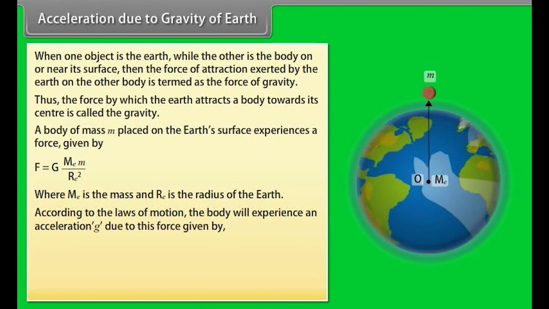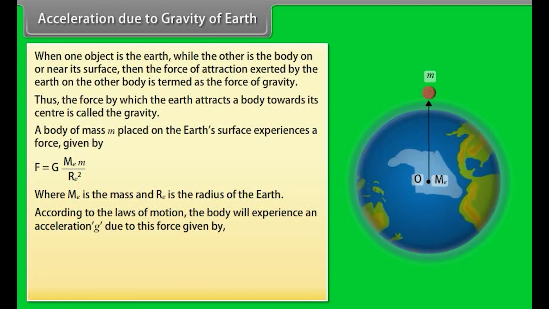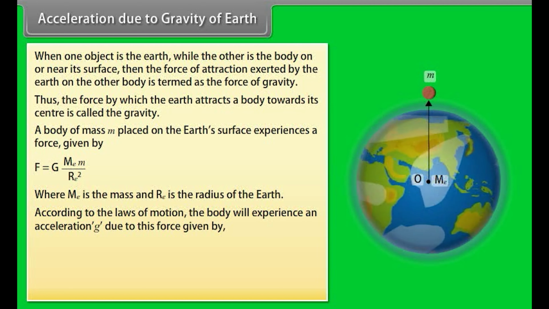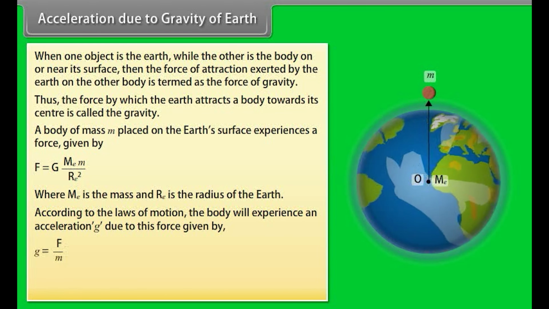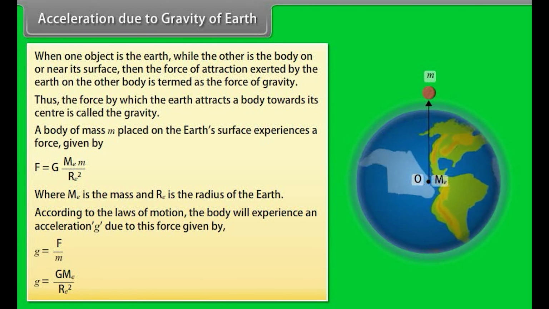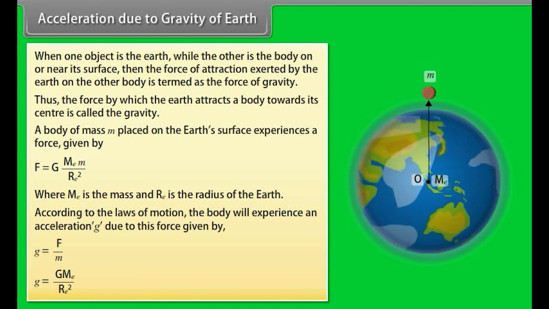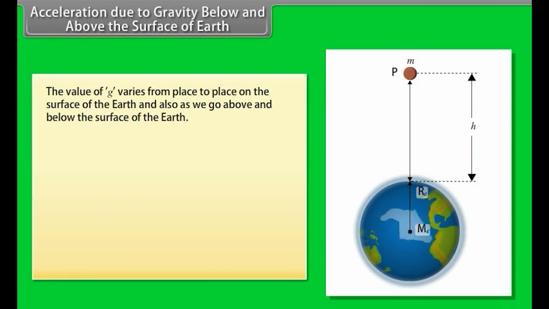According to the laws of motion, the body will experience an acceleration g due to this force, given by g = GMe/Re². Acceleration due to gravity below and above the surface of Earth. The value of g varies from place to place on the surface of the Earth and also as we go above and below the surface of the Earth.